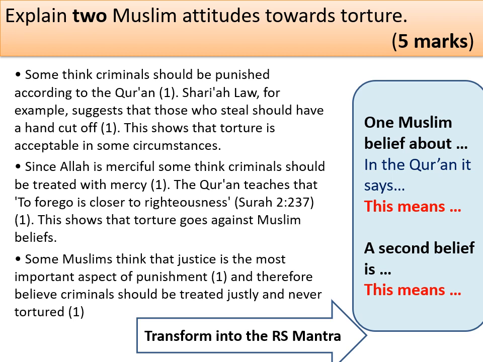Some Muslims think that justice is the most important aspect of punishment, and that would also include treating criminals justly, and they might consider torture to be unjust treatment. So if you consider torture to always be unjust, then Muslims, because of the importance of justice, stand out firmly for justice and so on. This could apply in that you shouldn't, in your anger, harm or hurt others, but after consideration, give them a fair punishment and not one that's torturous. So use those ideas, pause the video, and transform that into the RS mantra.